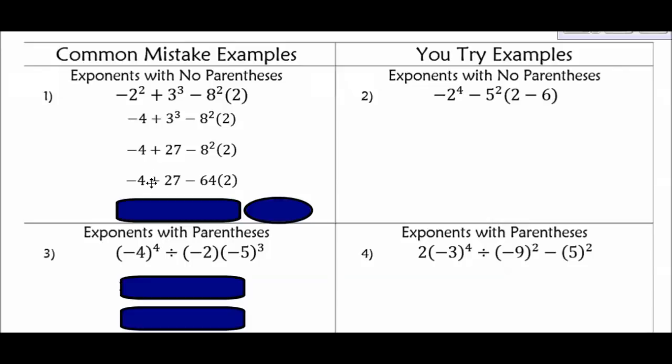Now I have addition, subtraction, and I have a multiplication problem here. I'm going to do the multiplication next. 2 times 64 is 128. And now I have addition and subtraction. I'm going to work that left to right. That would give me 23 minus 128 is a negative 105.